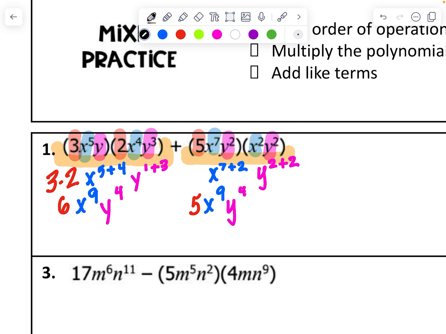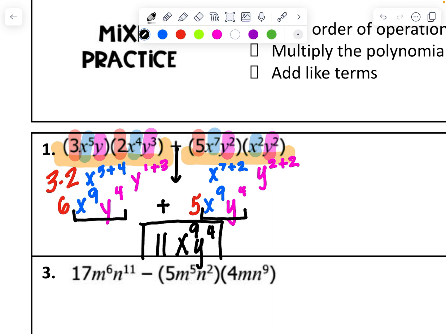Now we never did use this plus sign, so I'm going to bring it down. And it says I need to add like terms. Can I do that? Yes. This right here is x9, y4, and so is this x9, y4. So how many x9, y4s do you have? 6 plus 5, which is 11. There's your answer.